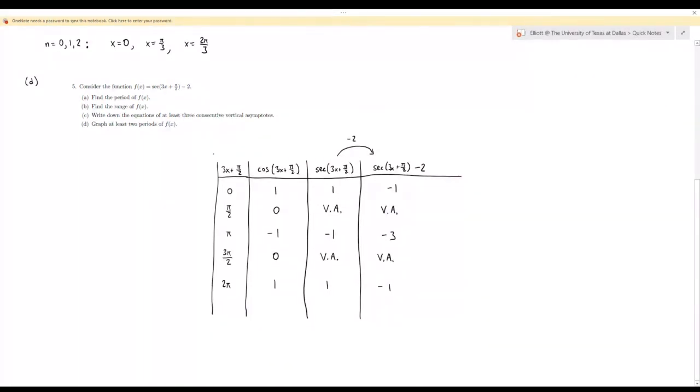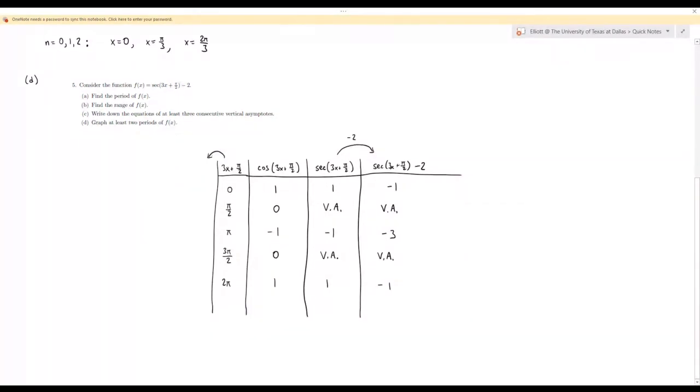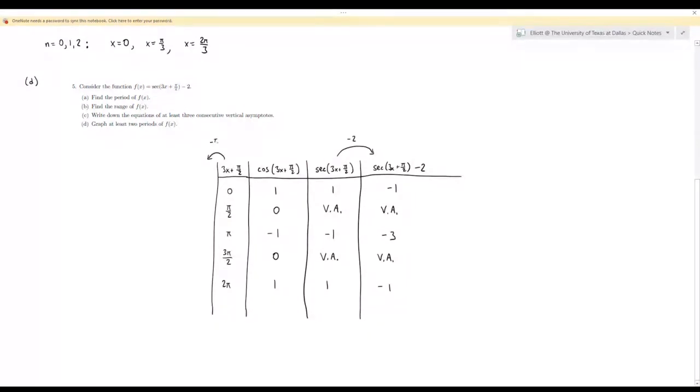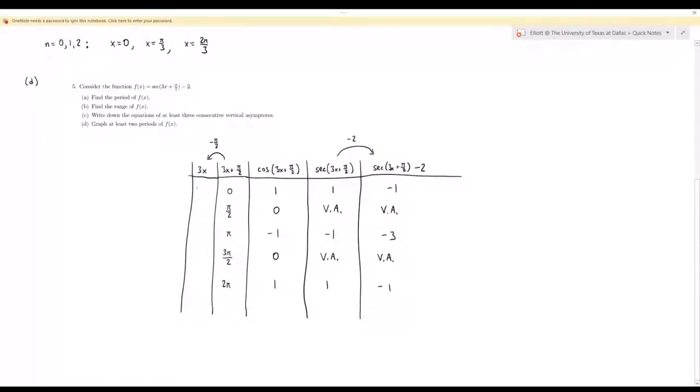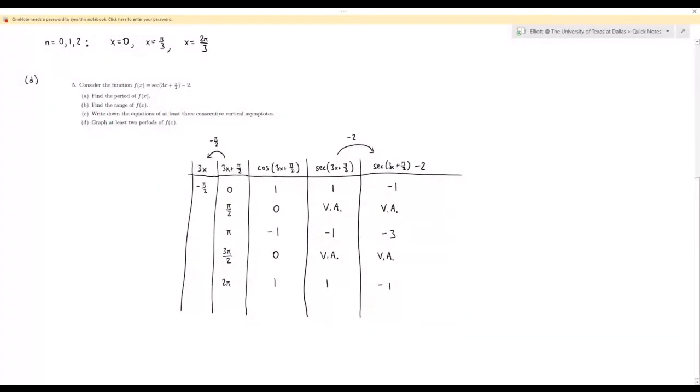Okay, and then likewise over here, I want to work backwards to solve for x. So the first thing I would need to do is subtract pi over 2 from everything to get to 3x. So subtracting pi over 2 from everything will give me minus pi over 2. And then pi over 2 minus pi over 2 is 0. Pi minus pi over 2 is pi over 2. 3 pi over 2 minus pi over 2 is pi. And then minus pi over 2 gives me 3 pi over 2 down there.